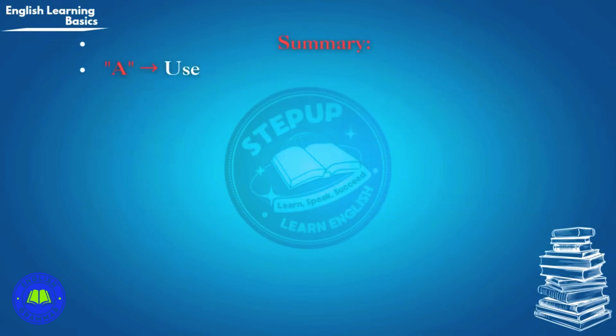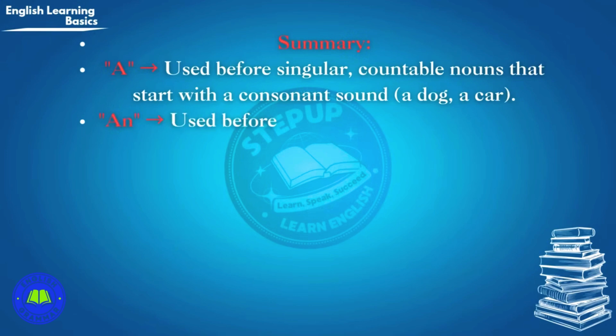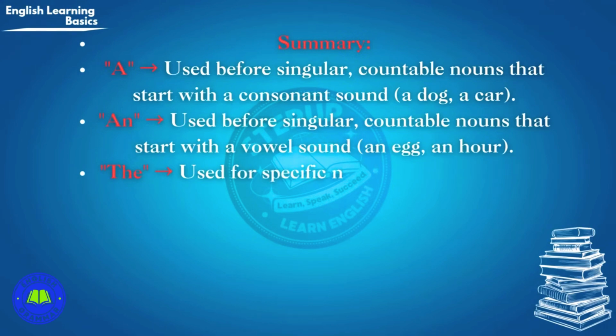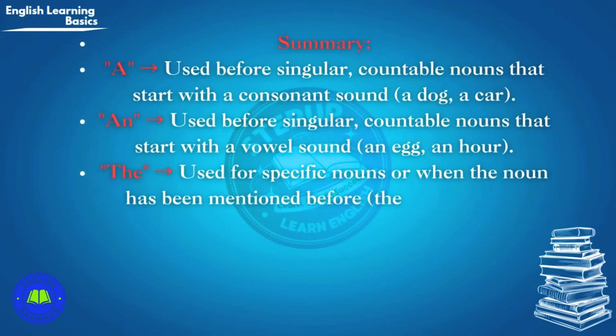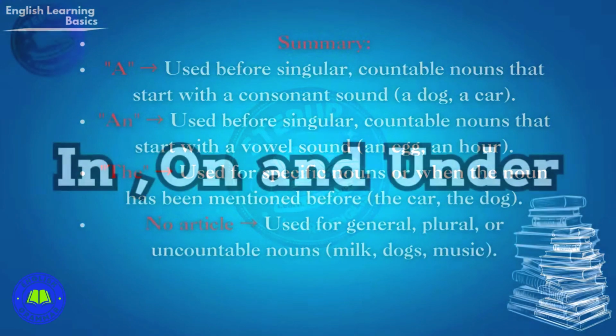Summary. A: used before singular, countable nouns that start with a consonant sound. A dog, a car. An: used before singular, countable nouns that start with a vowel sound. An egg, an hour. The: used for specific nouns or when the noun has been mentioned before. The car, the dog. No article: used for general, plural, or uncountable nouns: milk, dogs, music.